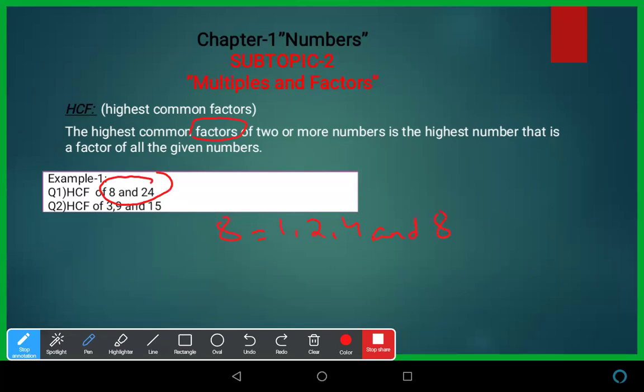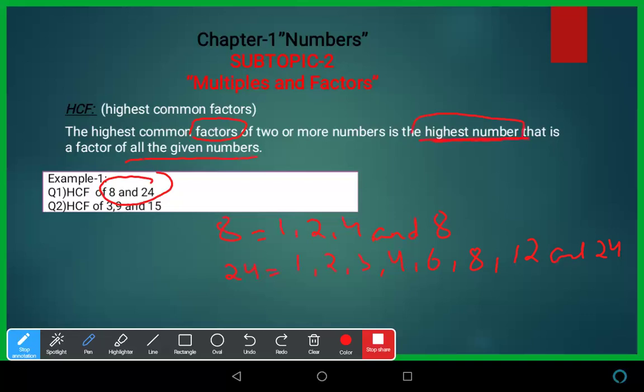Now the factors of 24, we have 1, 2, 3, 4, 6, 8, and I think 12 as well: 8, 12, and 24. So what is the definition? The highest common factor of two or more numbers is the highest number that is a factor of all the given numbers.